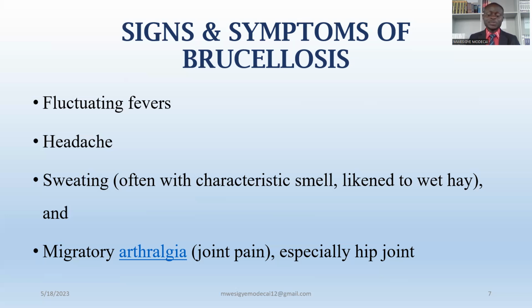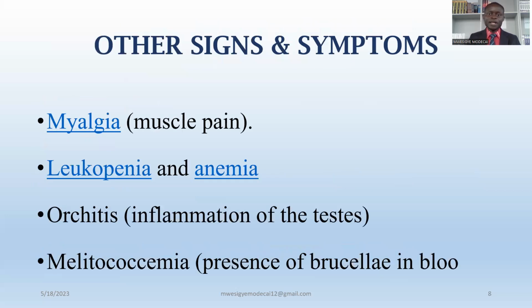This person has joint pain because the Brucella species is affecting the bones. Other signs and symptoms can be myalgia, which is muscle pain, leukopenia, that is low leukocytes, and we can also talk of anemia. Then the person also can get orchitis, which is the inflammation of the testes. And lastly, there is presence of brucella in blood.